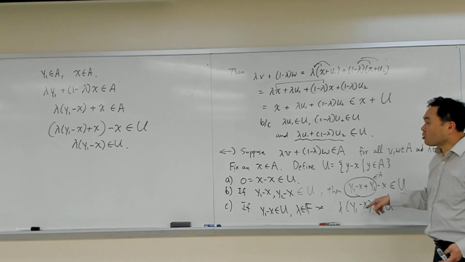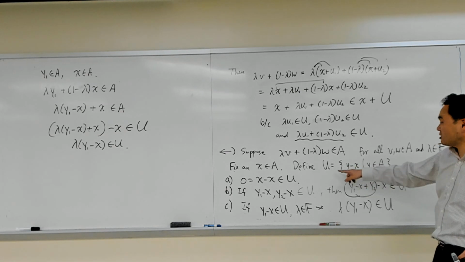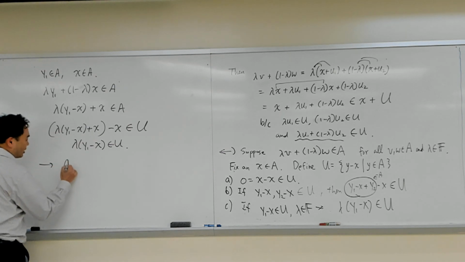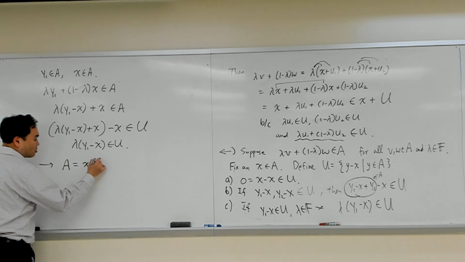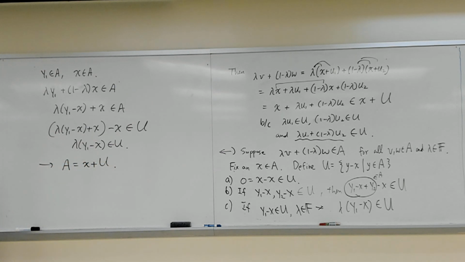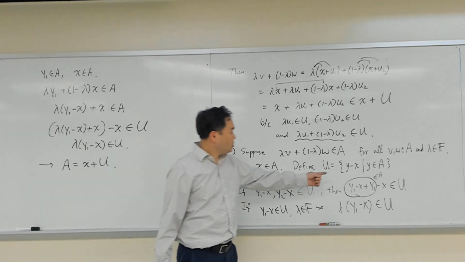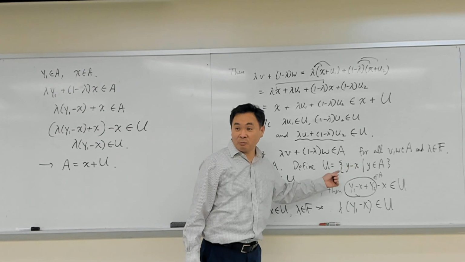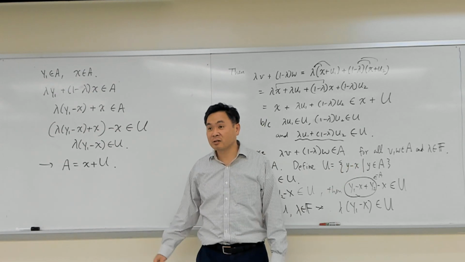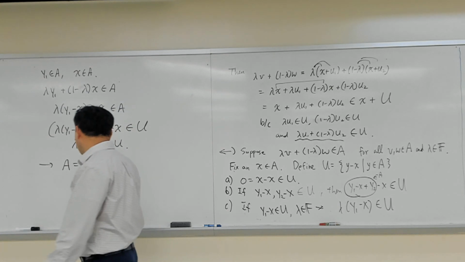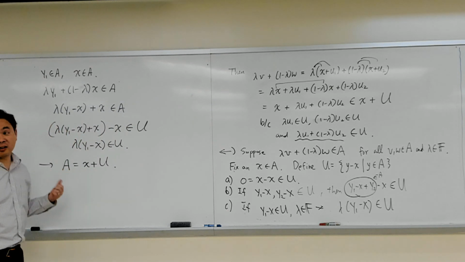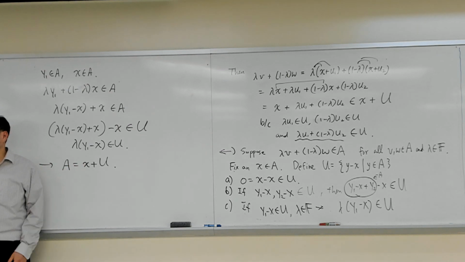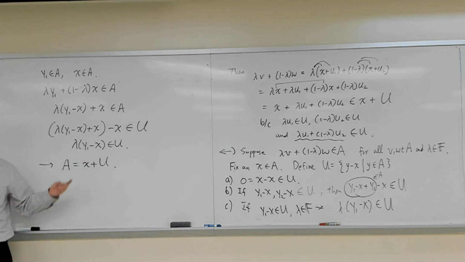So I proved all of them, but because of this, by definition, we see now that A is by definition x plus U, right? Because if you just rewrite down what this means, it's exactly this, right? So, and this means that A is an affine subset, okay? That's the definition of being an affine subset, so we're done.